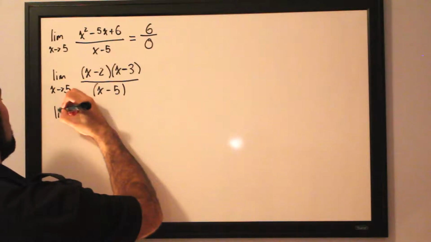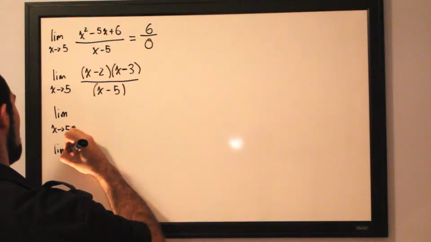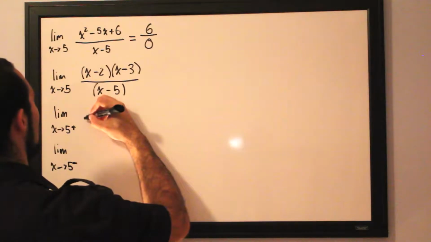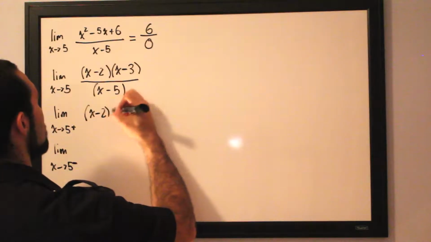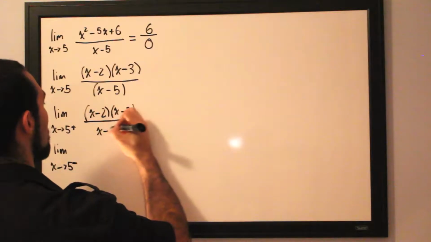So we're going to evaluate the limit as x approaches 5 from the right, and the limit as x approaches 5 from the left for this same function: x minus 2 and x minus 3 over x minus 5.